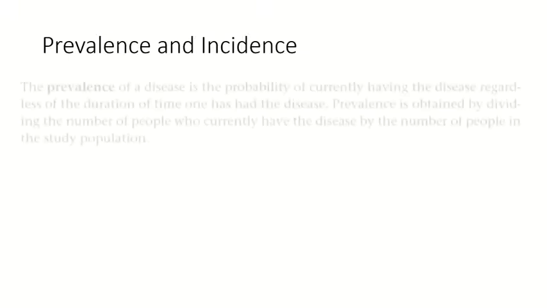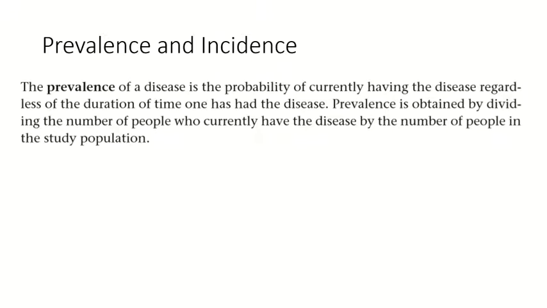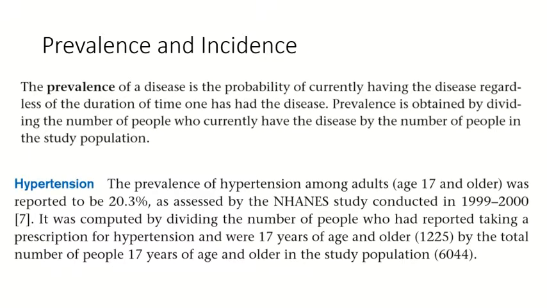Now here are the last two concepts. Now, application of probability in the biomedical field, the concepts of prevalence and incidence. So prevalence of a disease is the probability of currently having the disease regardless of the duration of time one has the disease. So prevalence is obtained by dividing the number of people who currently have the disease by the number of people in the study population.